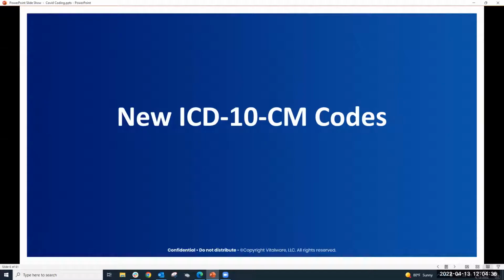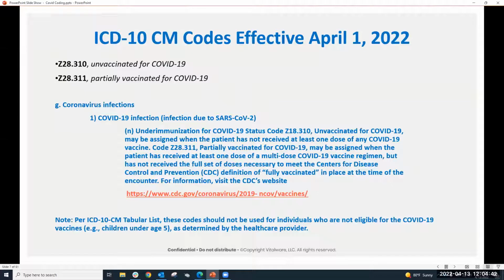All right, we're going to jump into new diagnosis codes. So we have two new diagnosis codes here. The first is Z28.310, and this is unvaccinated for COVID-19. And we have Z28.311, which is partially vaccinated for COVID-19.